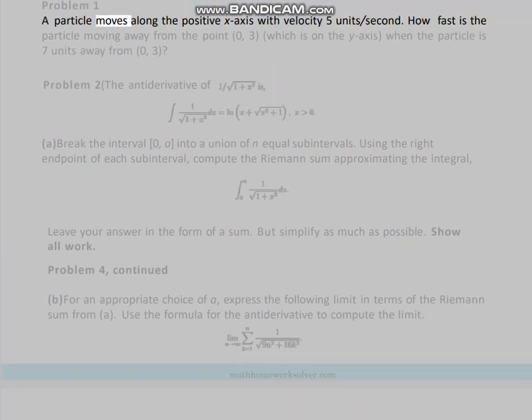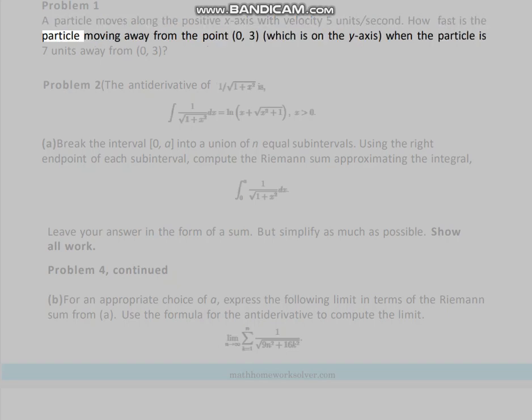Calculus Assignment Help. Problem 1. A particle moves along the positive axis with velocity 5 units/second. How fast is the particle moving away from the point (0, 3), which is on the axis, when the particle is 7 units away from (0, 3)?